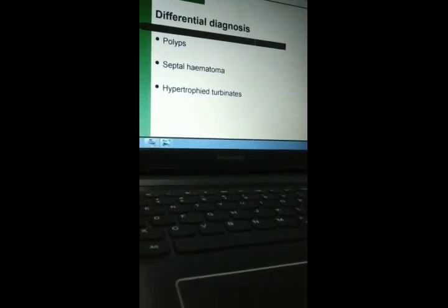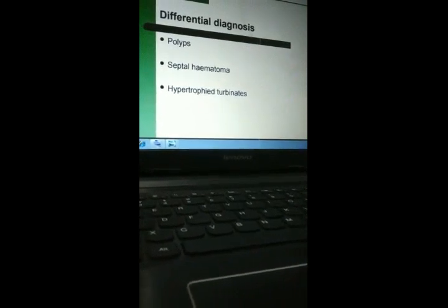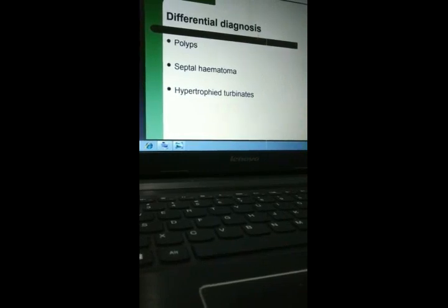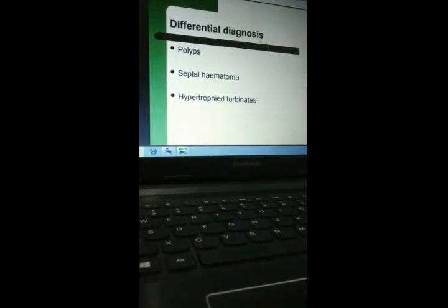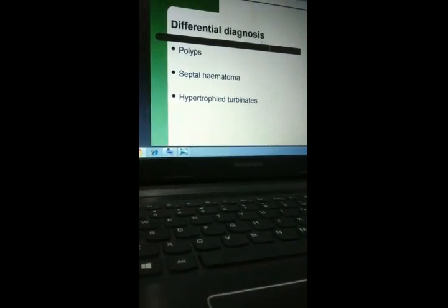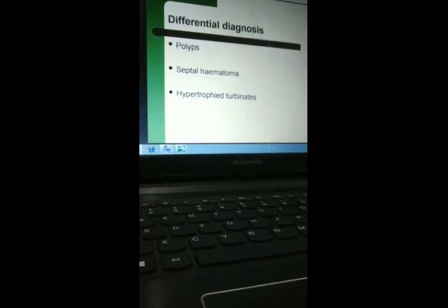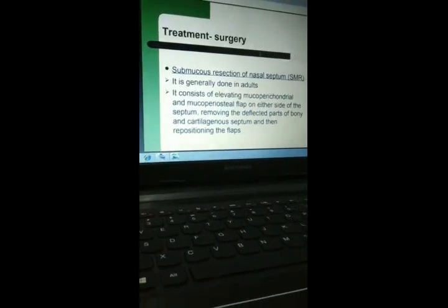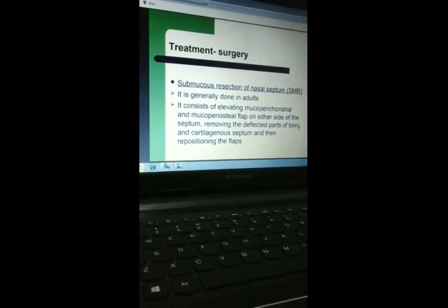Now the differential diagnosis. First is polyps. Second is the septal hematoma. Third is the hypertrophy of the turbinates. These conditions may simulate DNS.